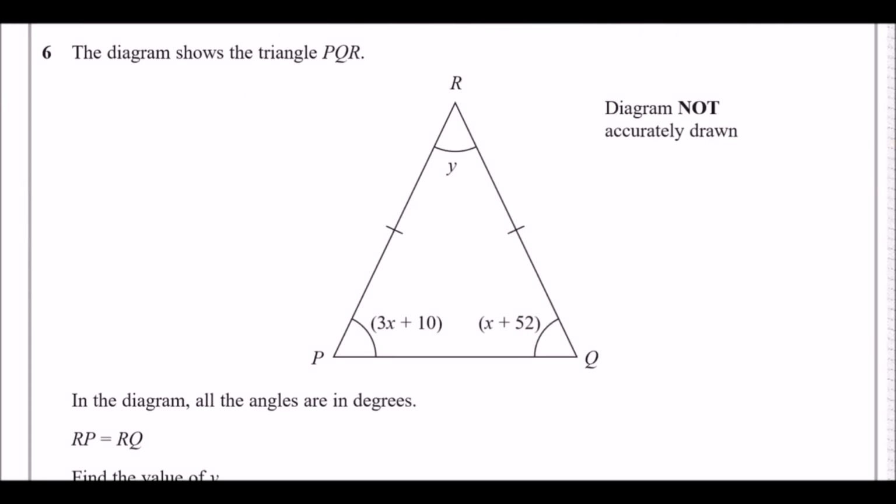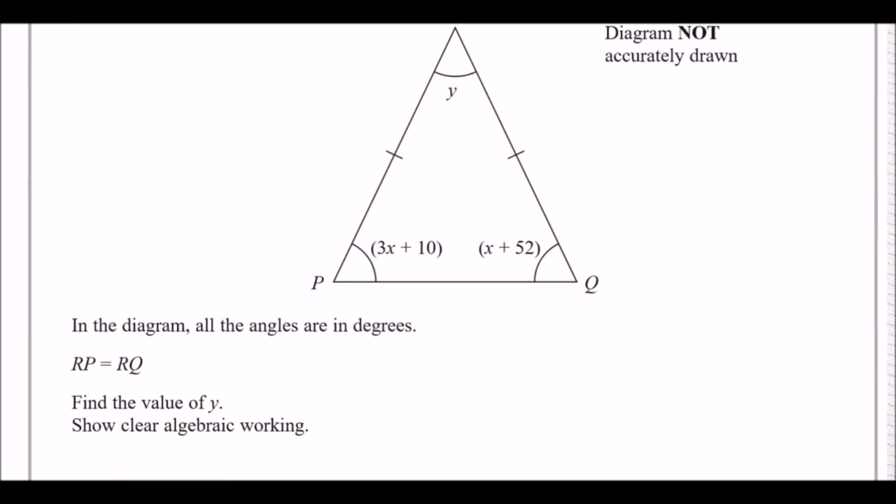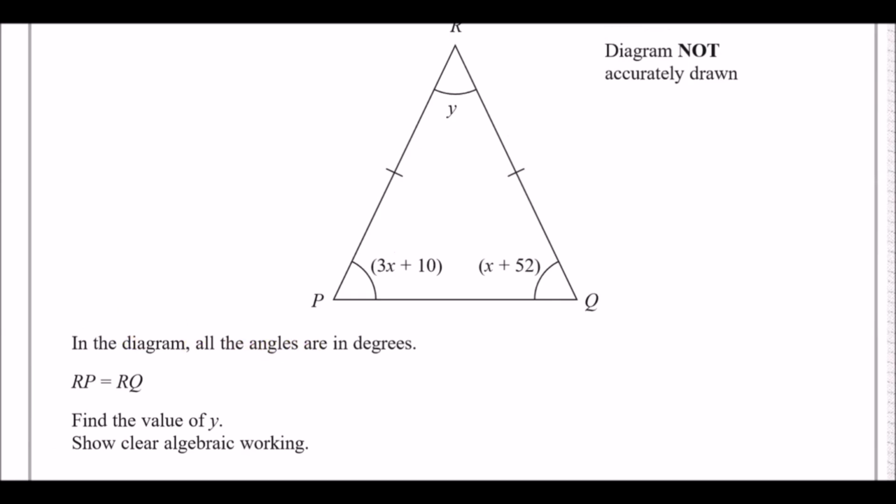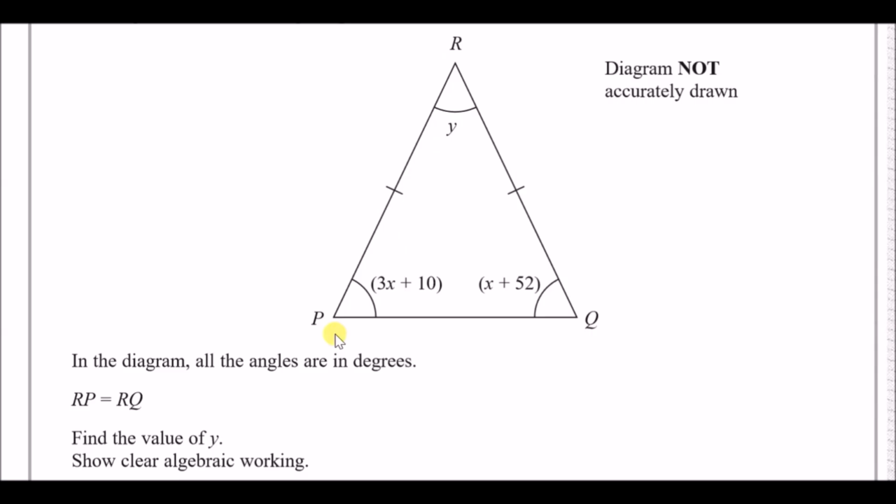Okay, number 6. So the diagram shows the triangle PQR. Okay, and this is all done algebraically. In the diagram, all the angles are in degrees. So it tells us that the length of RP is equal to RQ. Now when they tell you this, it means that these two are isosceles. So we're dealing with an isosceles triangle, which has equal lengths and equal angles.